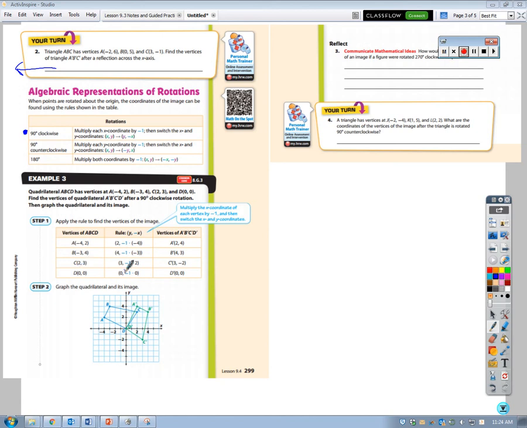On C, they swapped their x and y and then multiplied the original x coordinate by -1. And then for D, they did the same thing. Well, those are (0, 0), but that doesn't change anything, right? So those are going to be the same. And then they went ahead and graphed them and double-checked their vertices to make sure that they did things accurately.